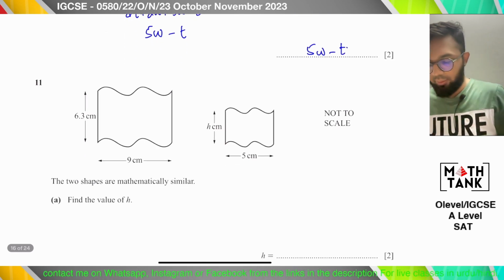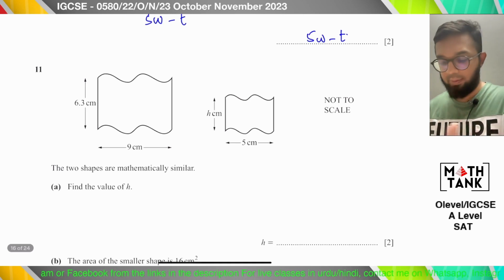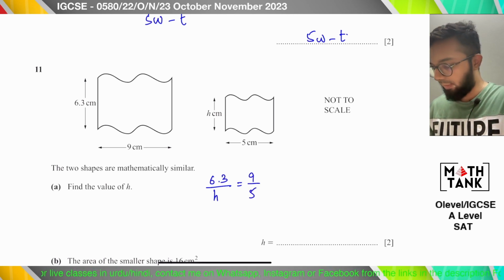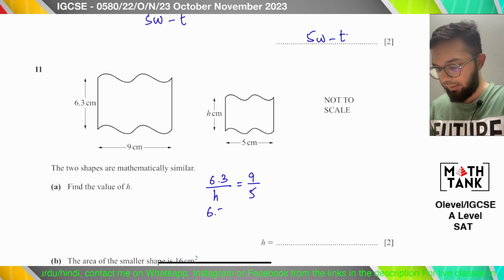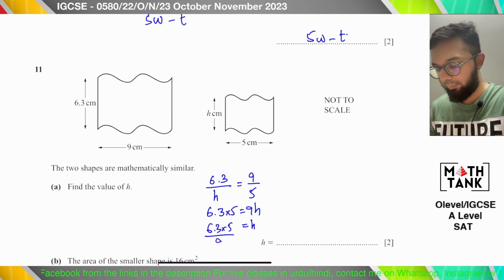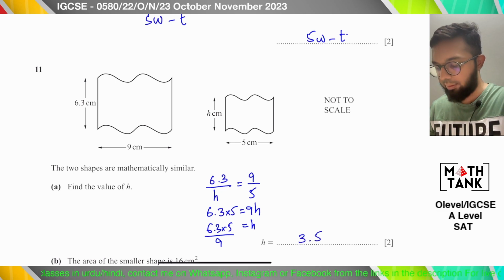Question 11, the two shapes are mathematically similar. Find the value of h. So their sides must be in the same ratio. So 6.3 to h should be the same as 9 over 5. 9 is to 5. So I will cross multiply. I'll say that 6.3 times 5 equals 9h. And then 6.3 times 5 divided by 9. So I get h as 3.5.